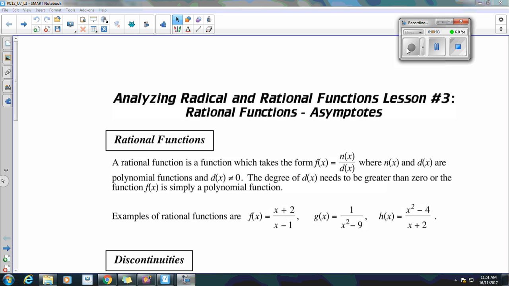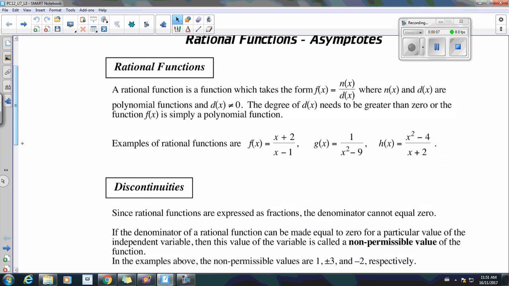Okay, now we're moving on to rational functions. We're going to start by looking at asymptotes. So you would have looked at these a little bit in grade 11.